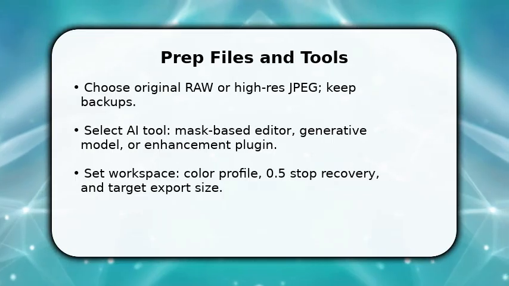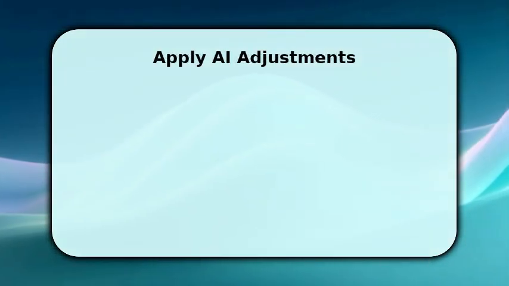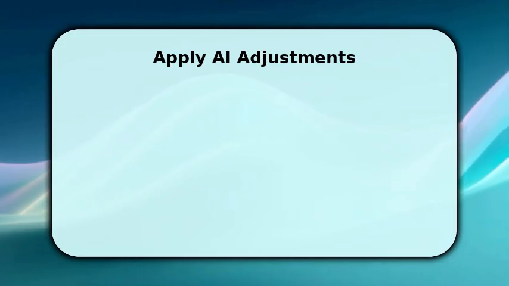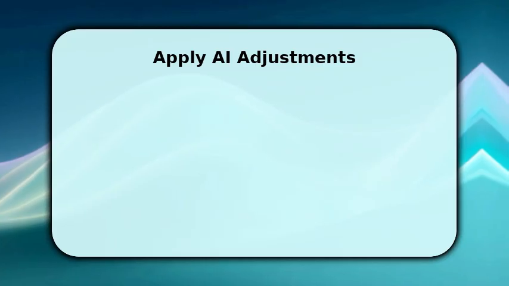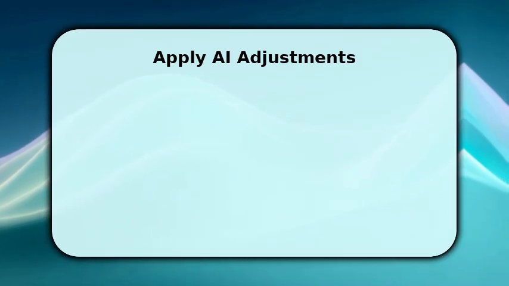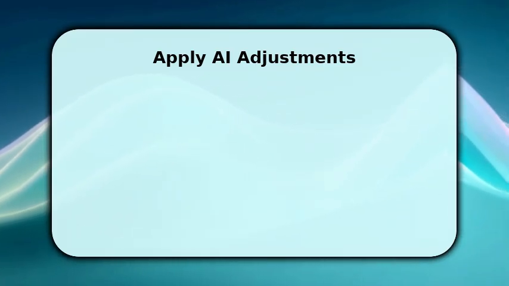You now execute the main AI passes, starting with semantic masks so edits affect only sky, skin, or background. Apply each model gradually. Set strength around 20 to 40% initially and refine to prevent hallucinations or texture loss.